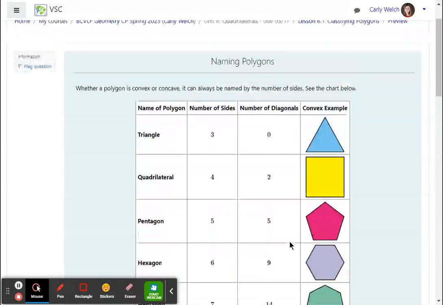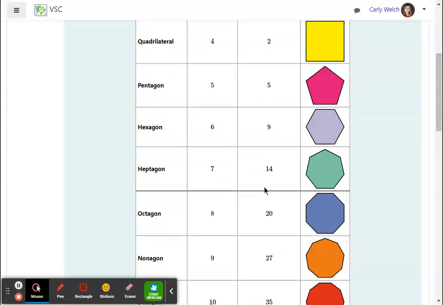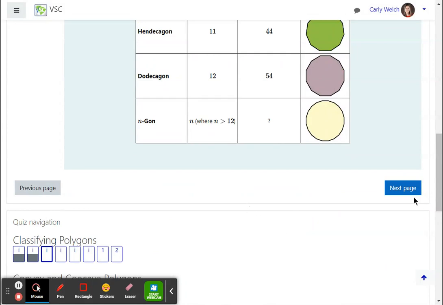If you look, you'll notice the number of diagonals in a triangle, remember a diagonal has to be from one vertex to the other that's not a side. So from here to here, that makes a side. From here to here, there's 1, 2, 3, 4, and so on. And that gives you that.